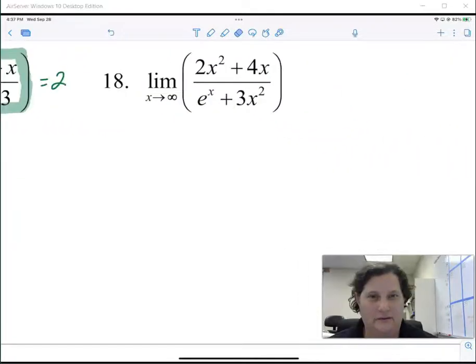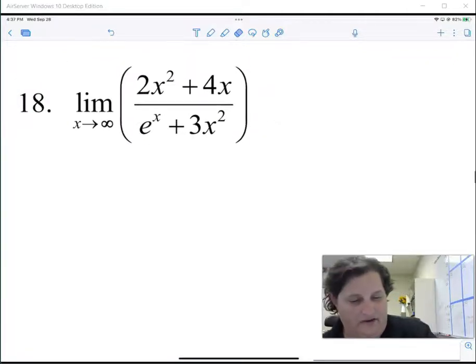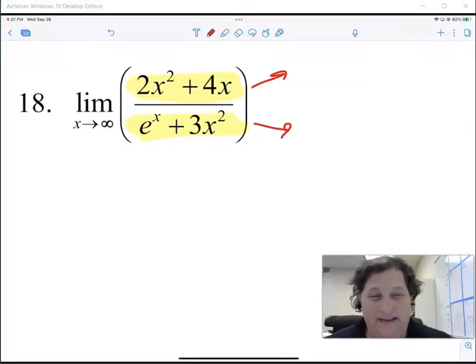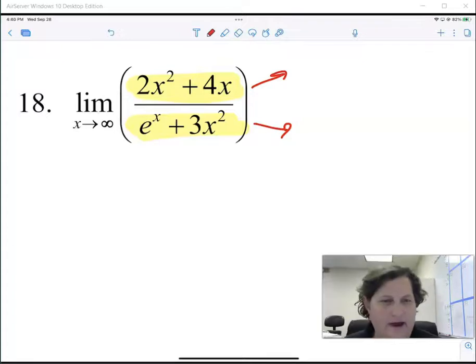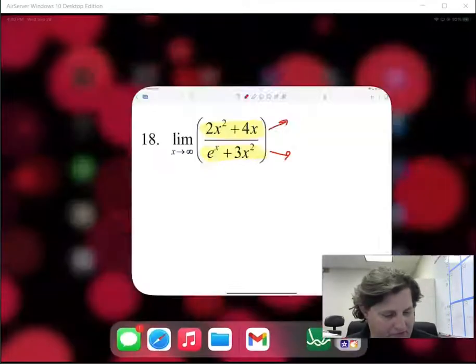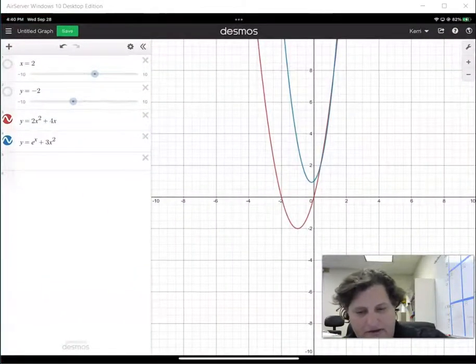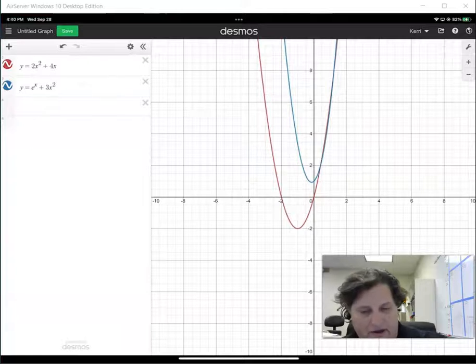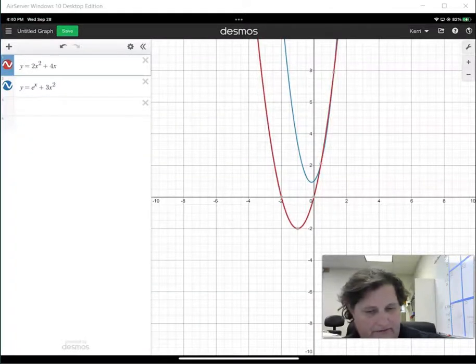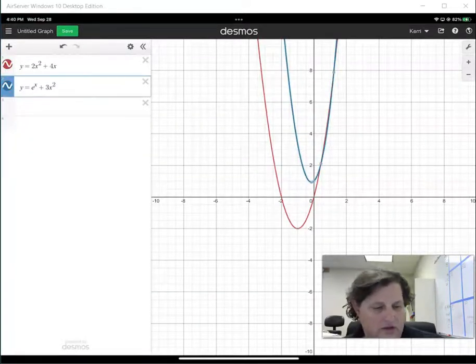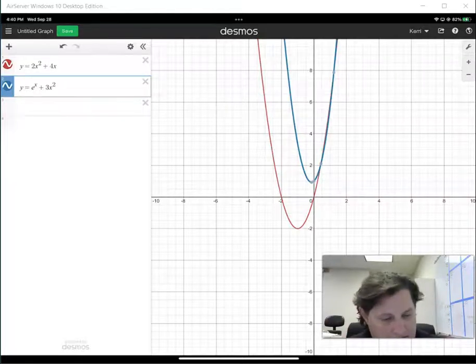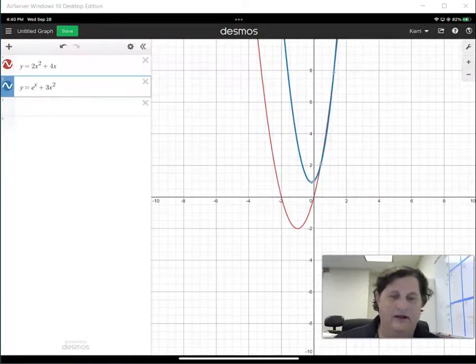Okay, now let's look at this. Guys, this is actually pretty tricky. What I'm going to try to figure out is which of these grows faster. Does this one get really big, or does this one get really big? That's going to help me figure out what happens as it goes to infinity, okay? I thought I would look at the graph here, and this is actually really interesting. Here's my graph of 2x squared plus 4x, that's the red graph, and then e to the x plus 3x squared. It looks like they're growing at the exact same rate. Look, they're practically growing together right here, okay?